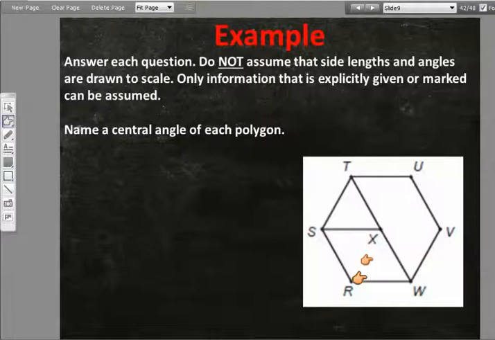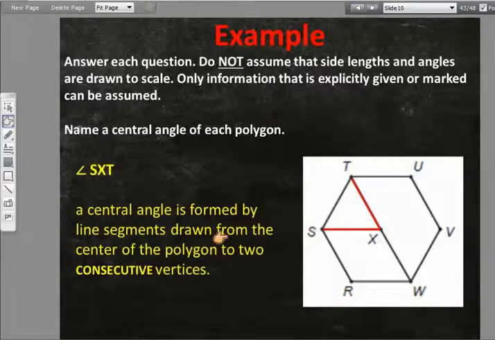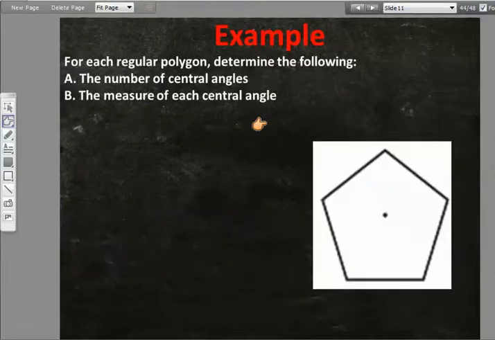And remember, the criteria for central angle is it comes from the center and it goes to two consecutive vertices. Well, S and T are consecutive, so this is going to be our central angle. And here's your official answer. And look, I put in all caps, consecutive vertices. They have to be right next to each other. See how you can't go from S to W because they're not consecutive. There's an R stuck there in the middle.